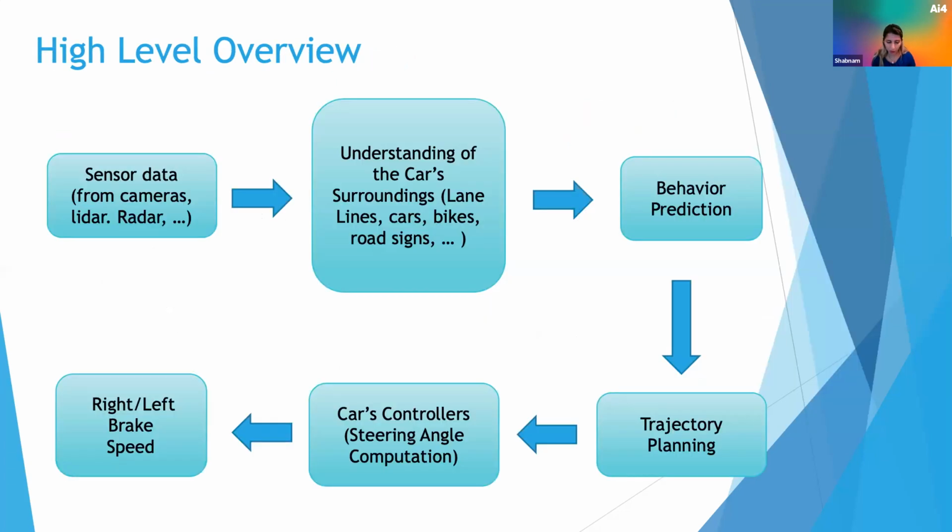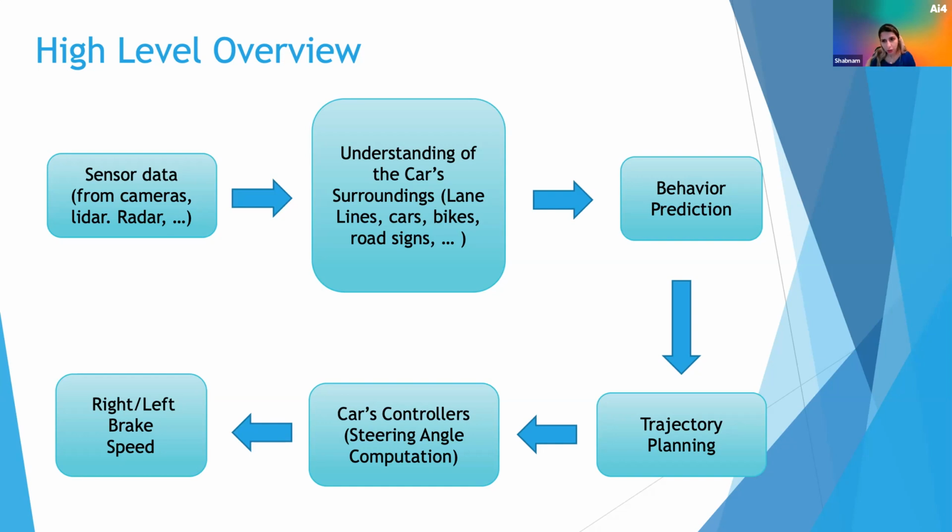Okay, so this was a picture of a typical self-driving car. Now that we have a car with a lot of sensors, how do we go about designing a pipeline that gets us to autonomous driving? Okay, so we start with the sensor data, which can come from cameras, LiDARs, radars, everything. Using that sensor data, we now should understand what is around the car. Are there cars? Are there bikes? Are there pedestrians? What are the road signs? Where are we in the driving lane? Which lane lines are there?